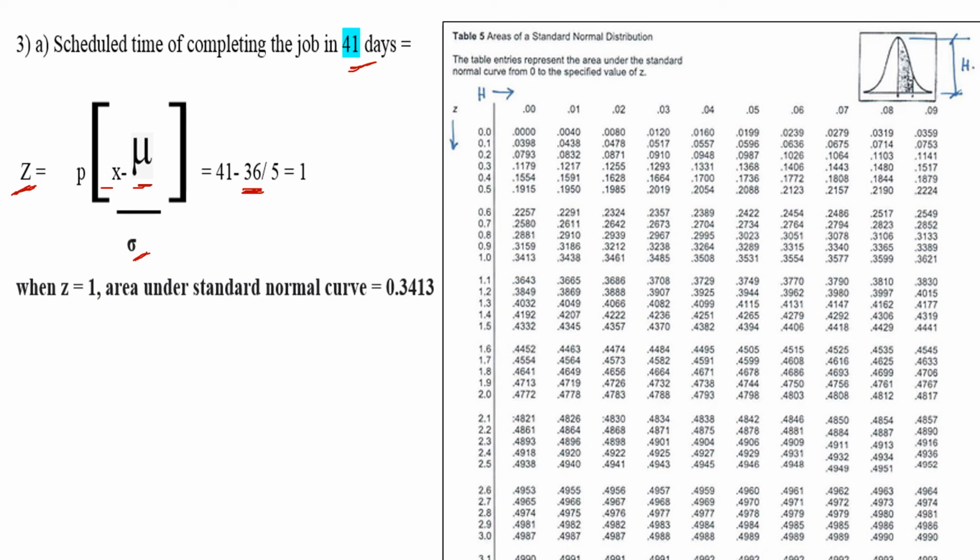So 41 minus 36, and just we have found that is sigma square or variance total, that was, sorry, 25, and the square root of 25 is 5. So now the sigma is 5, and you are having the value as 1. That is the z value.